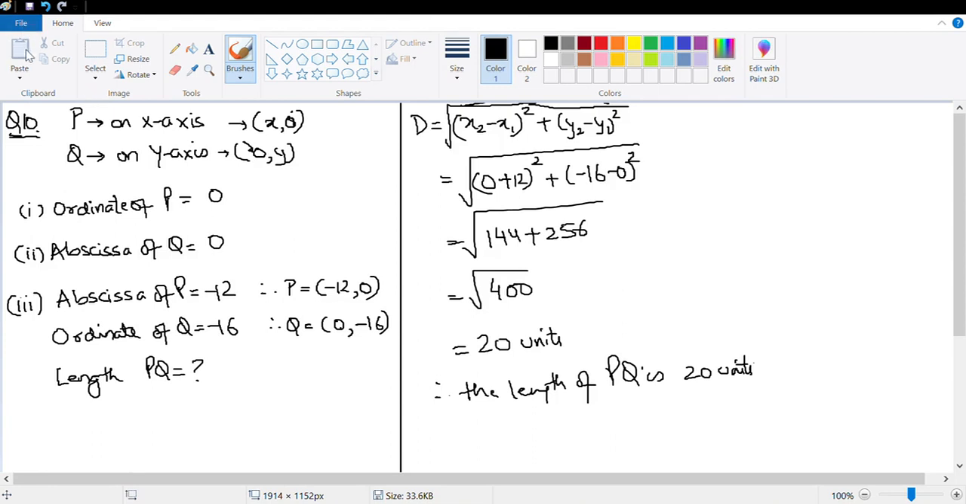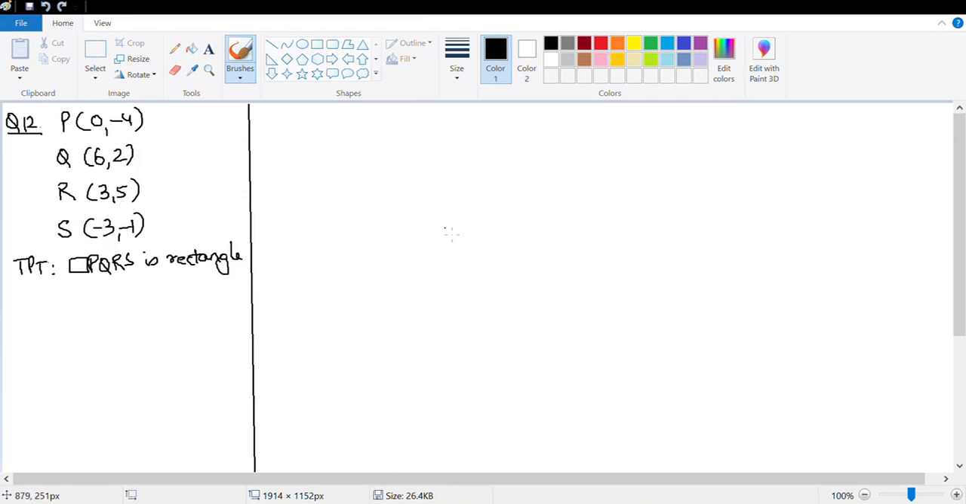The next question that we do is question number 12. Let's look at question number 12. Question number 12 says, prove that the points P, Q, R, S are the vertices of a rectangle. So you can mark a star on such kind of questions. You will be asked to prove them to be a rectangle or a square or a triangle, isosceles triangle, maybe an equilateral triangle, or maybe a rhombus or a parallelogram. Let's see. So what are the properties of a rectangle that I know?